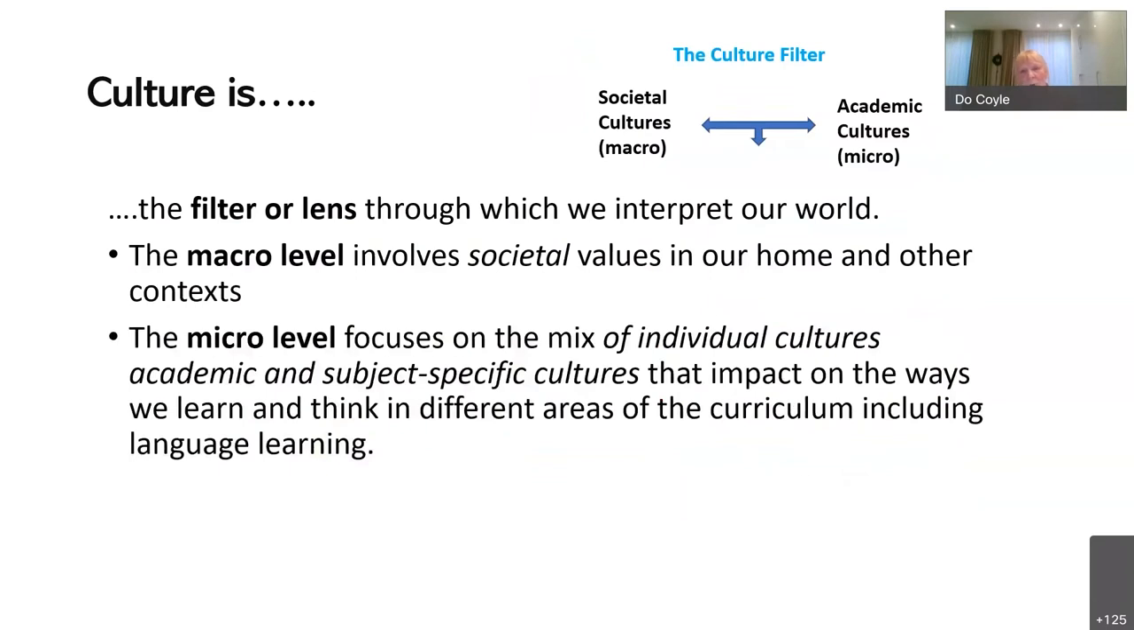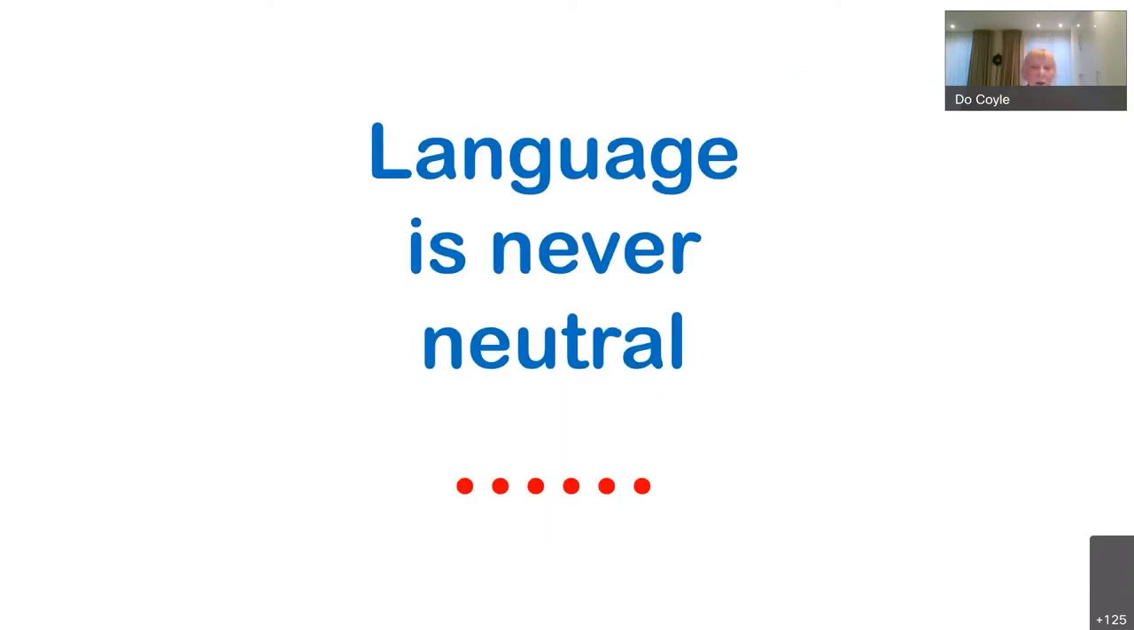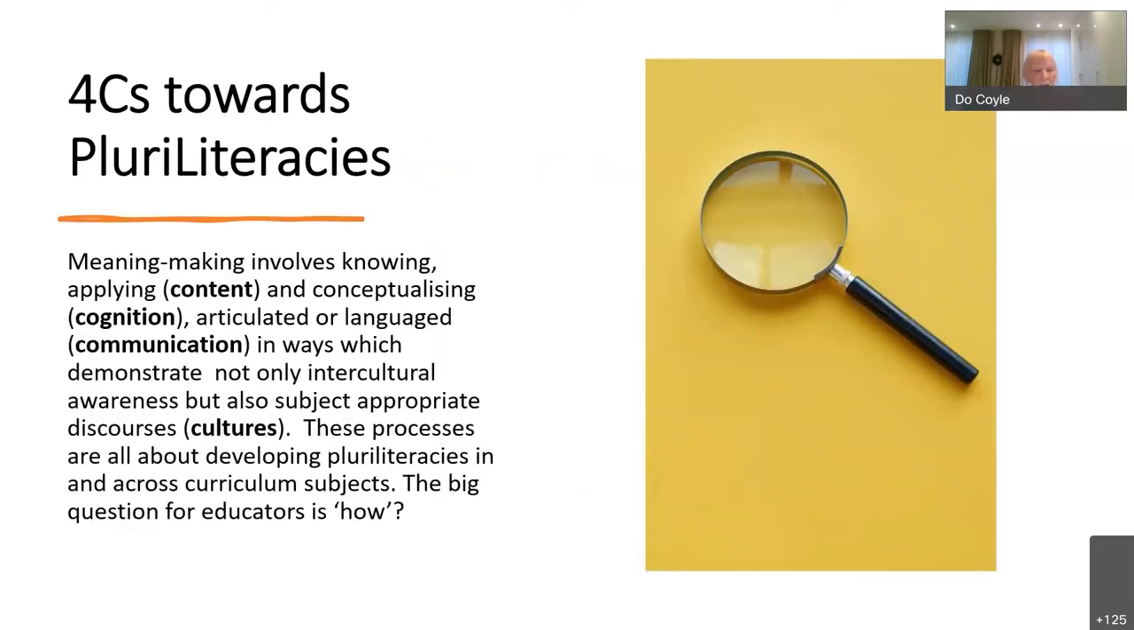And also, we've done a lot more thinking about culture because we know about societal values. The emphasis on culture was really to try and get away from stereotypical views of the language speakers of the vehicular language. However, as we've got more and more into pluriliteracies, we also realize that at the micro level, cultures are very much related to academic cultures. In fact, there are books written about academic tribes and their territories, because there are very subject specific cultures around different ways of thinking. We have to ensure that our learners are involved in that, because let's face it, language is never neutral. So the course scenes then were moving towards pluriliteracies, and it meant that the content and the cognition had to be articulated and languaged in ways which demonstrate not only intercultural awareness, but subject appropriate discourse.